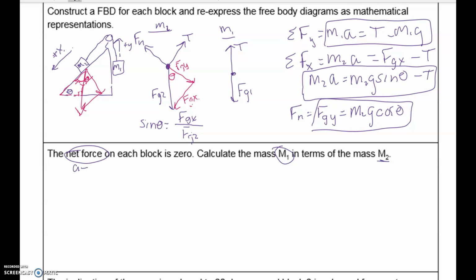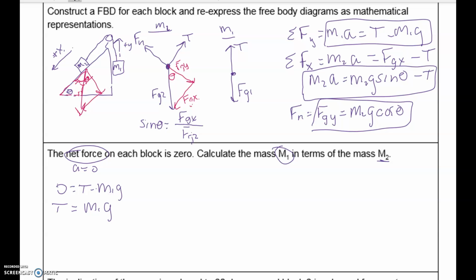So again, my acceleration is 0. So looking at the mathematical expressions I have, that first one, since acceleration is 0, we have 0 is equal to tension minus m1g, right? Which just tells us that the tension is equal to the weight of block 1, which makes sense, right? Because if m1's not accelerating, then those forces have to be equal.